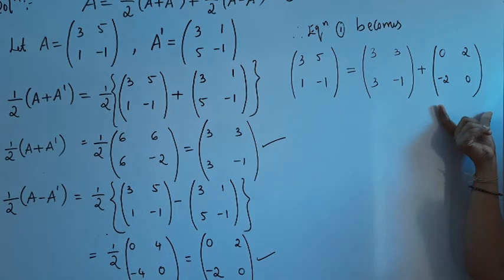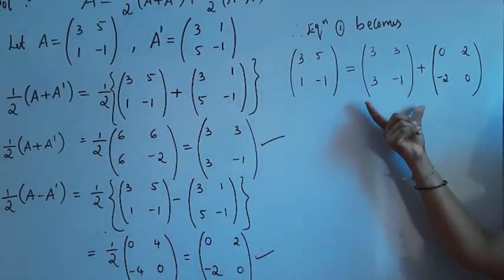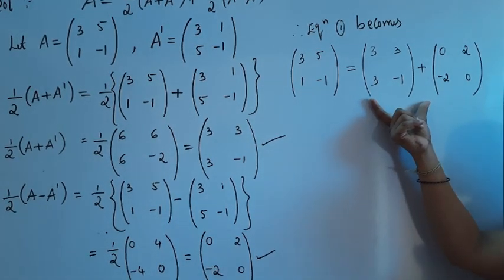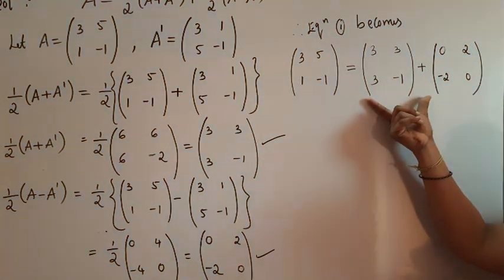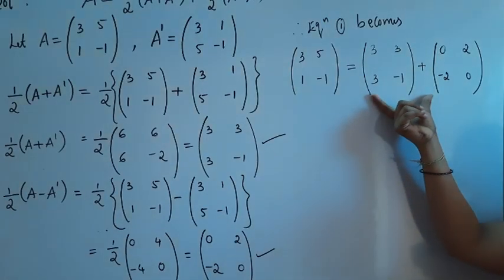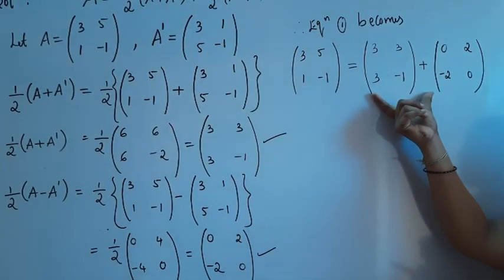Okay. We can observe here. So here clearly, if we take the transpose of this one, we get the same thing. That is the definition, right? So if we take the transpose of any matrix, if we get the same matrix, that matrix we call a symmetric matrix. Okay.